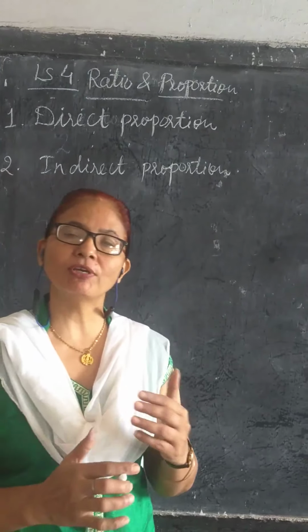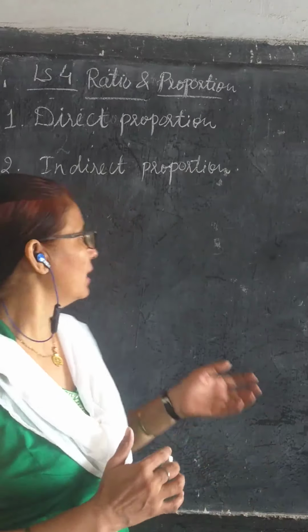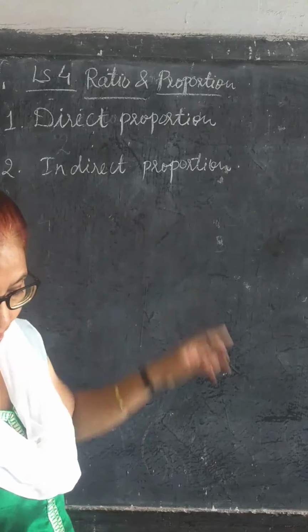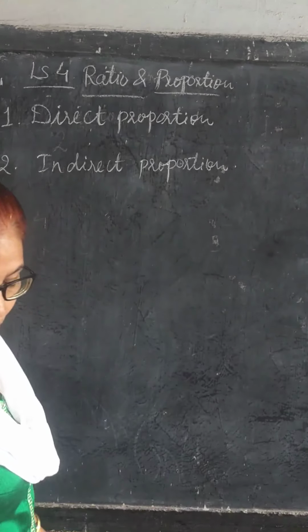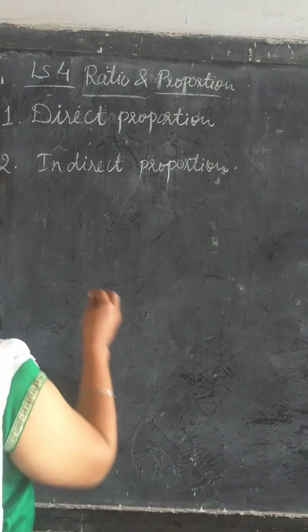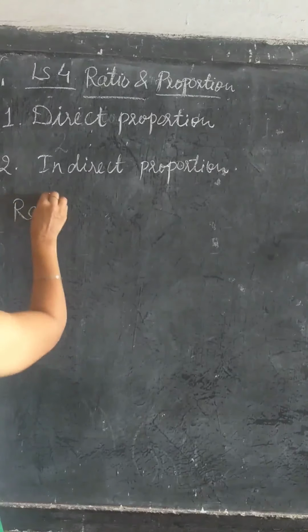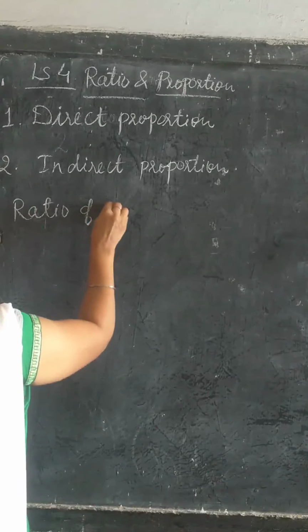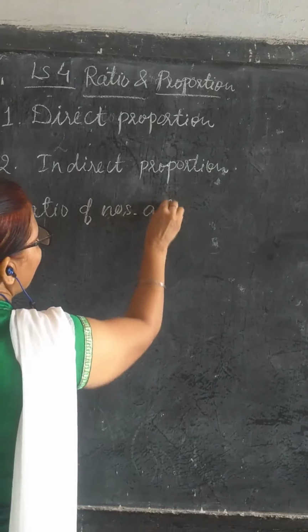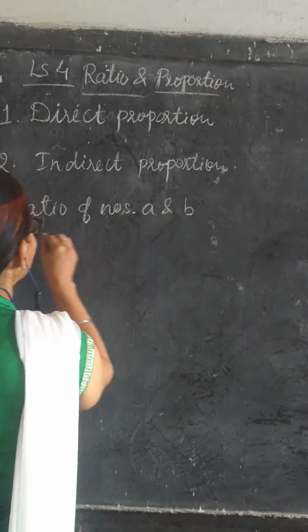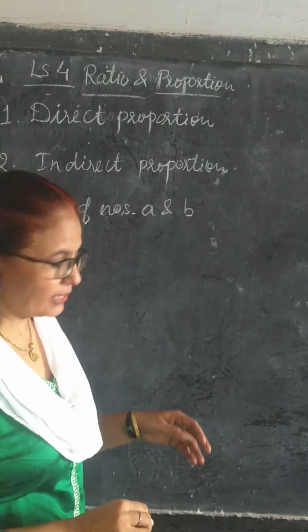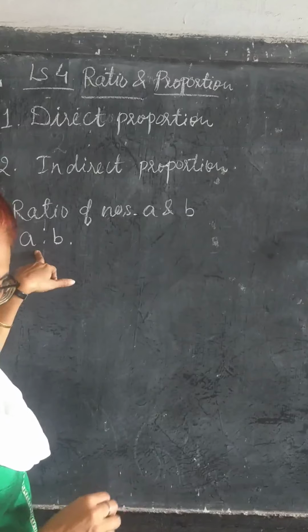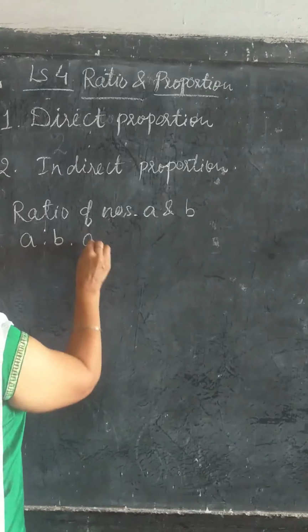So in this way there are so many examples of indirect proportion. Now let's see what the properties of ratio are. Now suppose the ratio of numbers A and B is written as what? A is to B.